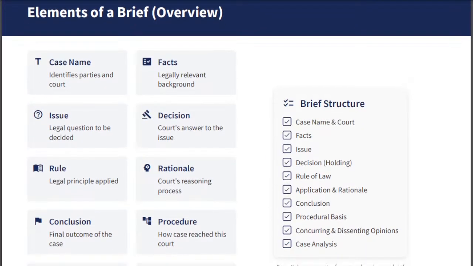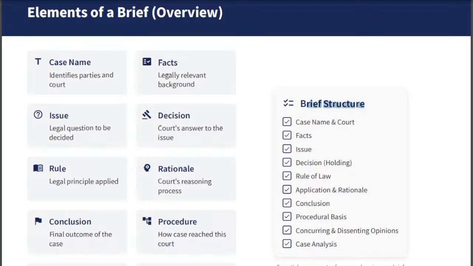So, elements of a brief. Here's our overview. There's going to be a case name, which identifies the parties and the court. The issue, the legal question to be decided. The rule, the legal principle applied. The conclusion of law, the final outcome of the case. Always have the facts, the legally relevant background. The decision, the court's answer to the issue. The rationale, the court's reasoning process, which is very important to read in their decisions. And the procedure, how the case reached this court.